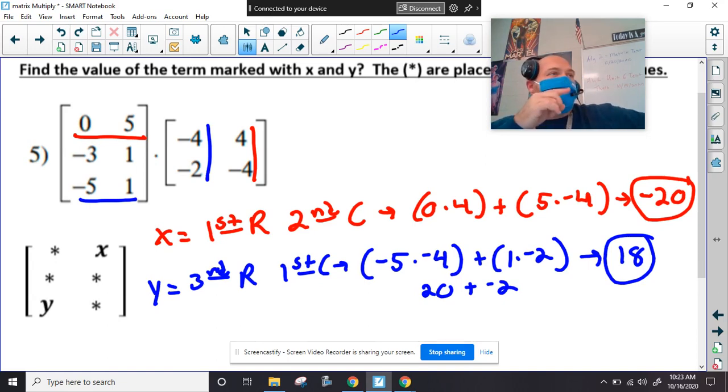How many of y'all like these problems other than the ones where you got to do all of it? Awesome. Nobody said anything. They all hate it all, which is fine.